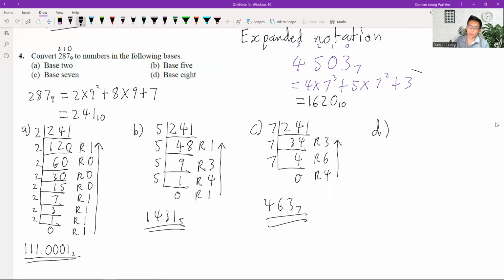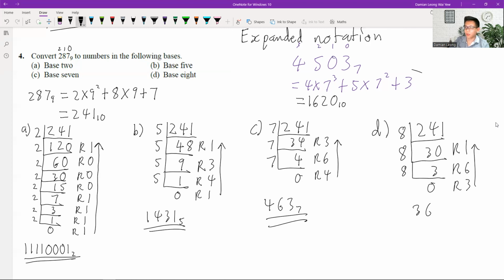So part D would be the same. Base 8, so 241 divided by 8 is 30, remainder 1. 30 divided by 8 is 3, remainder 6. 3 divided by 8 is 0, remainder 3. So it's 361 in base 8. Like I said just now, for the fraction part, you multiply by the base number.